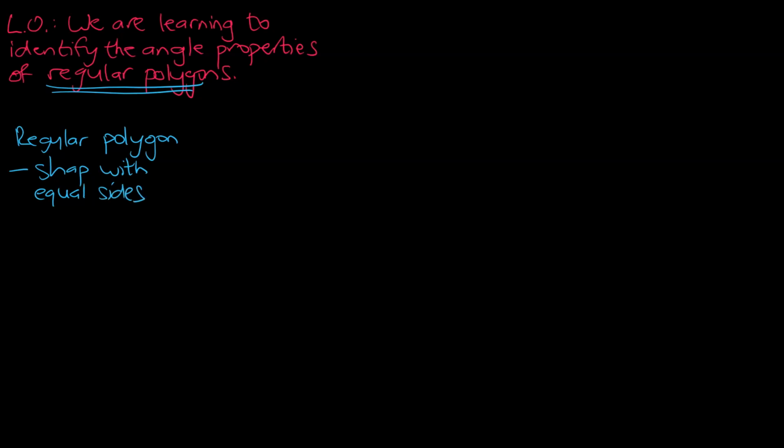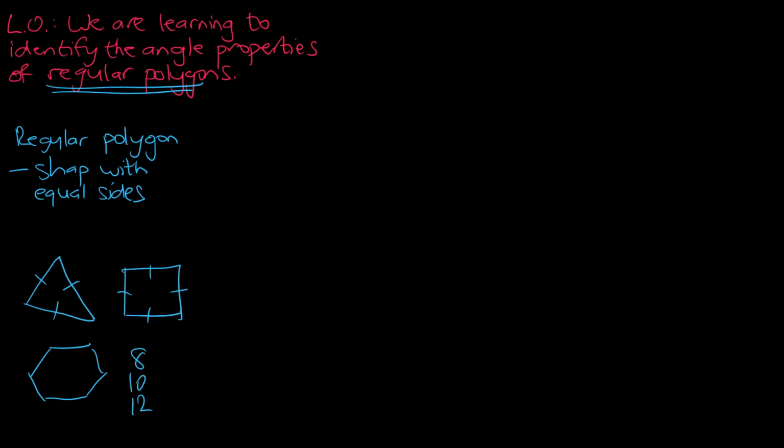An example that we've looked at in a previous video is the equilateral triangle. So that's an example where all the sides of that shape are equal. You could also have a think about a square. And you could even get into regular polygons like a hexagon that I've drawn there. And you can even have shapes with 8 sides, 10 sides, 12 sides, maybe even 1,000 sides. As long as the sides are all equal, it will be a regular polygon.